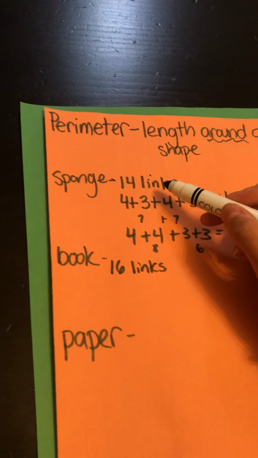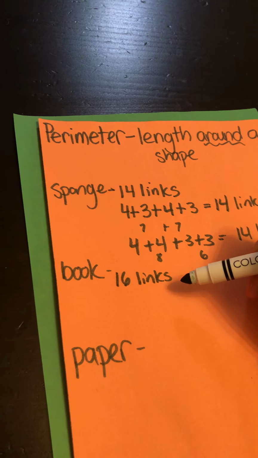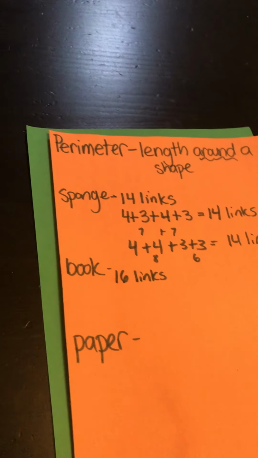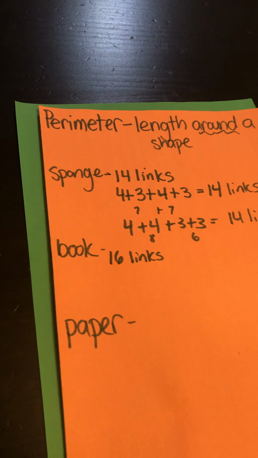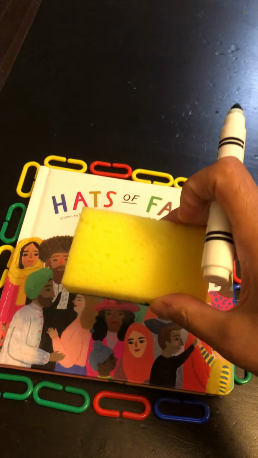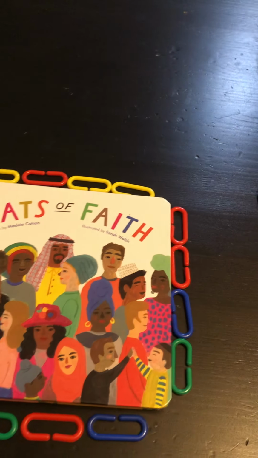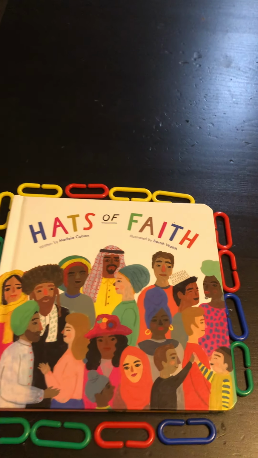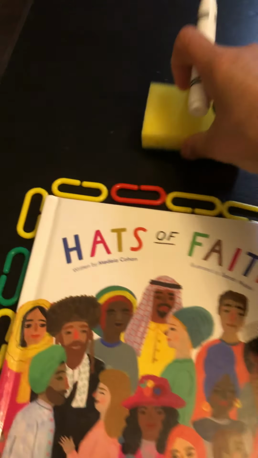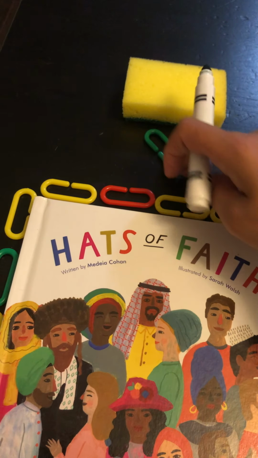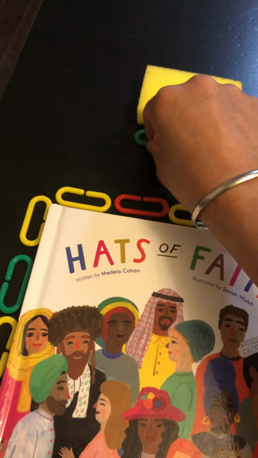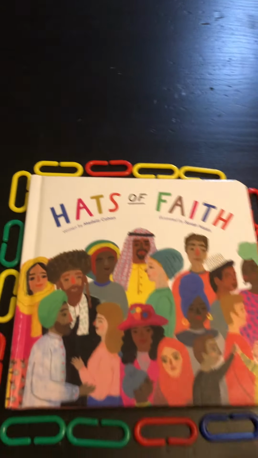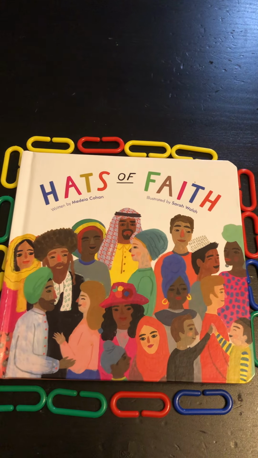That's funny. The sponge was 14 links and the book was 16 links. Those numbers are very close together. I want you to think about why the numbers are so close together, but the sponge is so much smaller than the book. I'll give you a few seconds to think about that. If you thought in your head, well, Mrs. Jahan, when you were measuring the sponge, you were laying it out this way instead of this way, yes, that does make a big difference. Okay, good guess there.